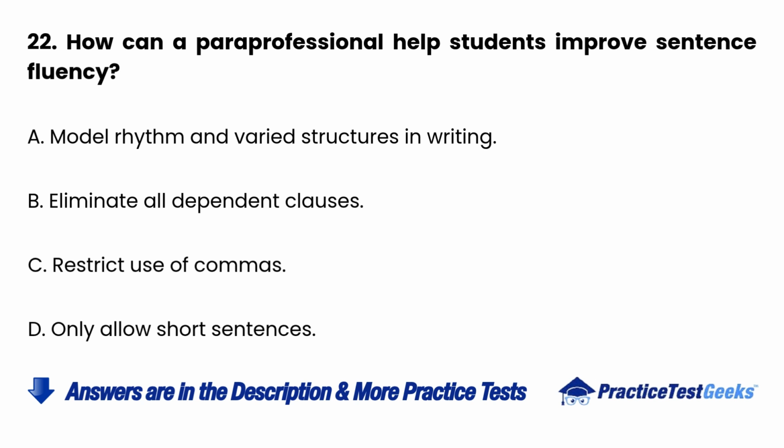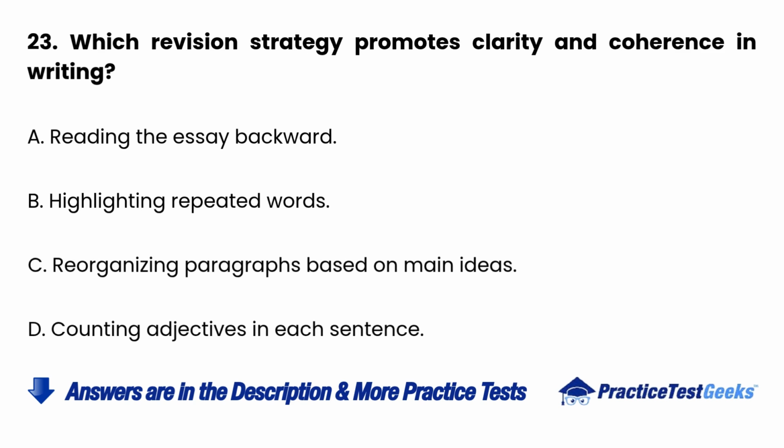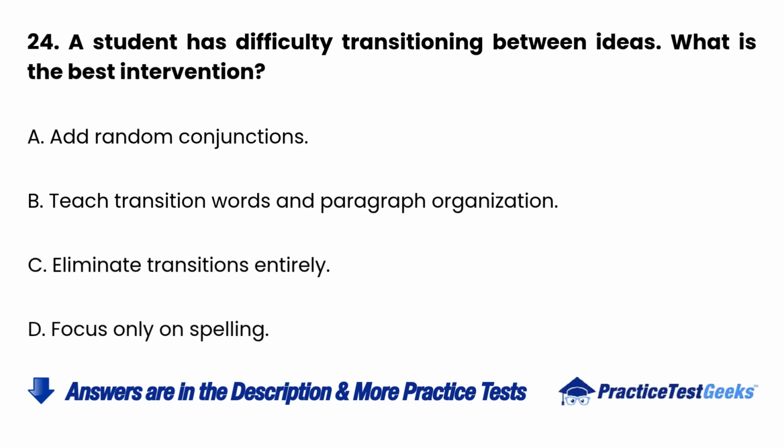B. Eliminate all dependent clauses. C. Restrict use of commas. D. Only allow short sentences. 23. Which revision strategy promotes clarity and coherence in writing? A. Reading the essay backward. B. Highlighting repeated words. C. Reorganizing paragraphs based on main ideas.